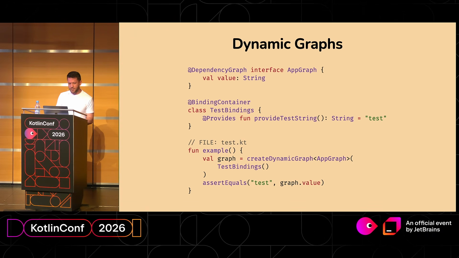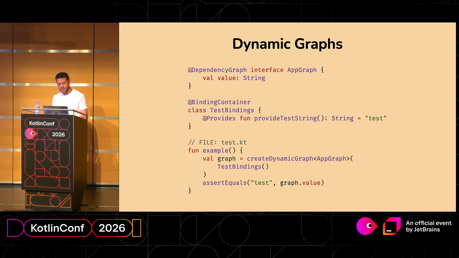Next up, we've got dynamic graphs. These are a powerful tool for tests that allow you to bring binding containers ad hoc and replace keys in an existing graph. This is a neat thing that we can only do with a compiler plugin that you can't really do in something like KSP or KAPT, because in a compiler plugin, we have access to function expression bodies, and we can go through and read information about the arguments that you passed in to function calls like this.